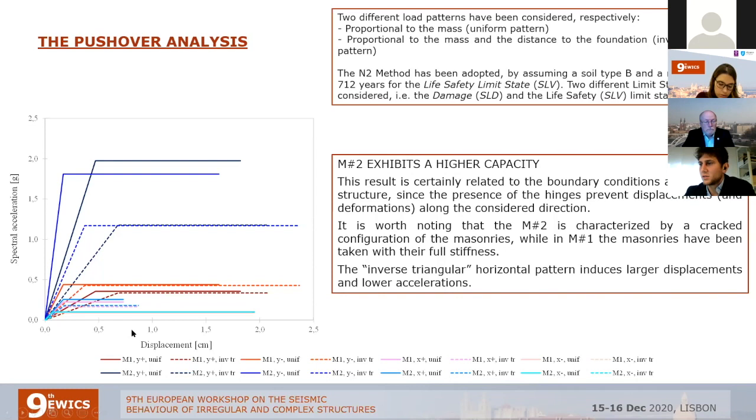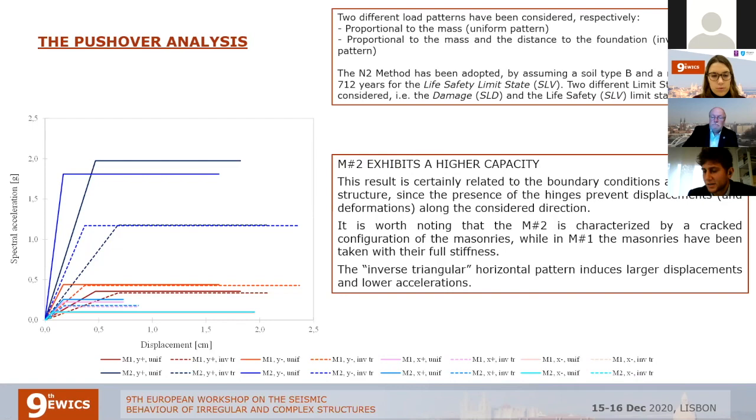The curves in dark blue are for model number two, and the ones in red are for model number one. It is worth noting that the results are related to the boundary conditions applied to the structure, since, of course, the presence of the hinges prevents the displacement along the considered direction. And this looks like the most sensitive parameter, since model number two presented the cracked configuration before the strengthening works.